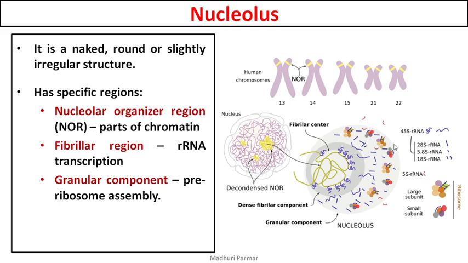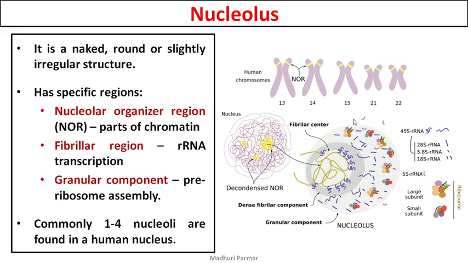It is granular because it looks like it has a lot of dots. The reason for this is the presence of protein complexes, different proteins which have come together. These are your larger subunit and the small subunit of ribosomes. So the pre-ribosome assembly, that is your large subunit, your small subunit, your rRNAs, they are all present in this region. And so this is called the granular component of your nucleolus.